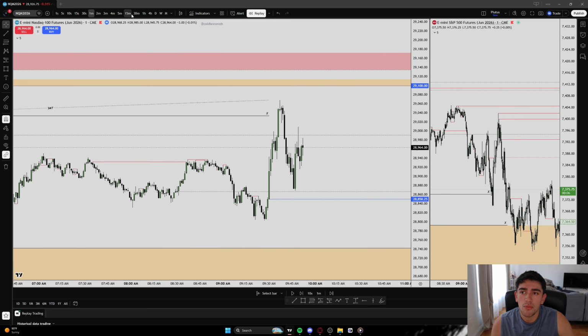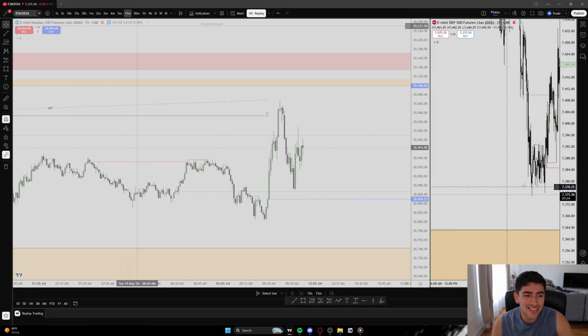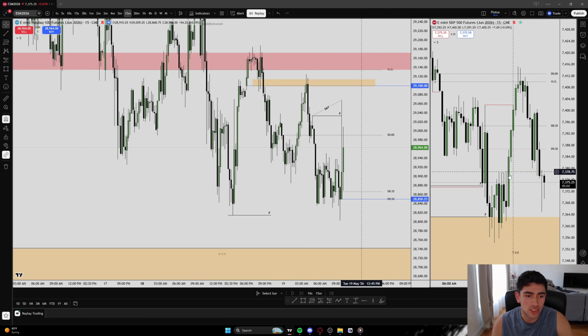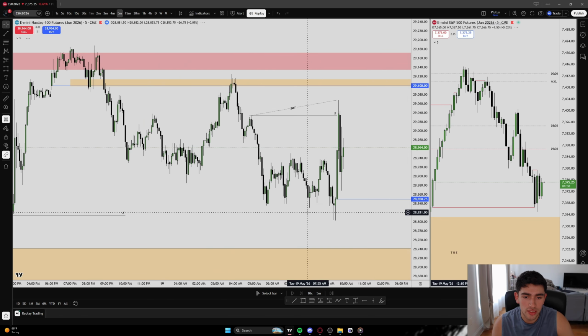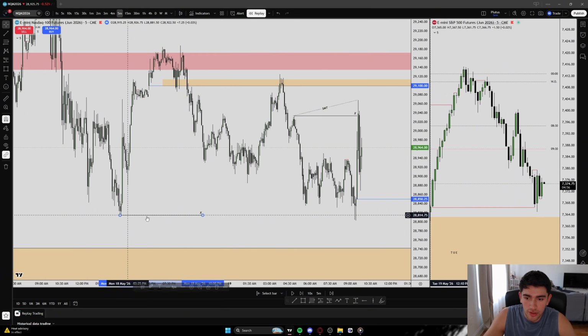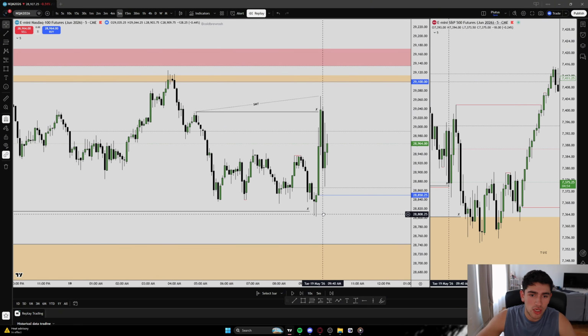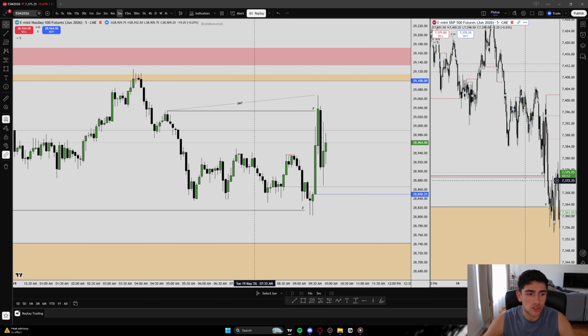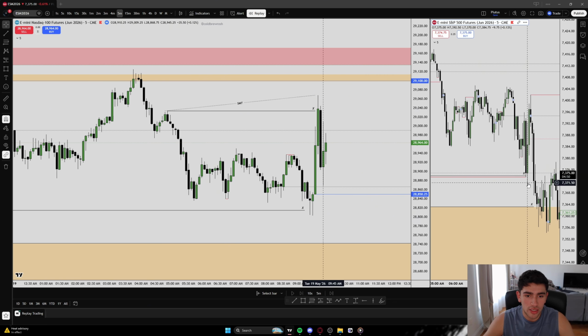So at this point in time, what do I have? So now we have SMT. I want you guys to really pay attention. We have SMT with this low down here. If you look at this, we already swept previous day low on NQ. Okay, this got swept, but now on ES we just swept previous day low on ES, giving us an internal SMT with this low right here.